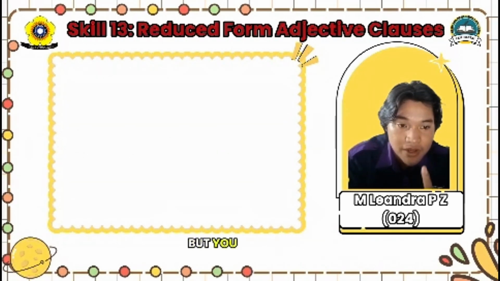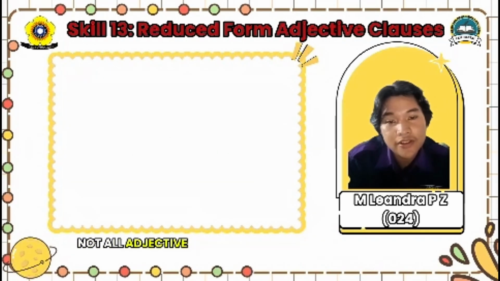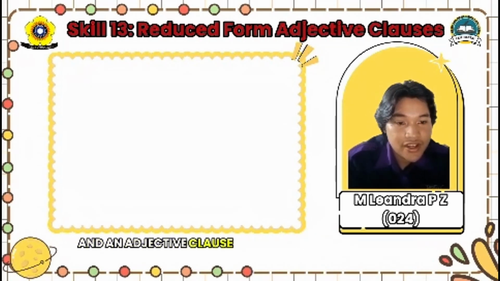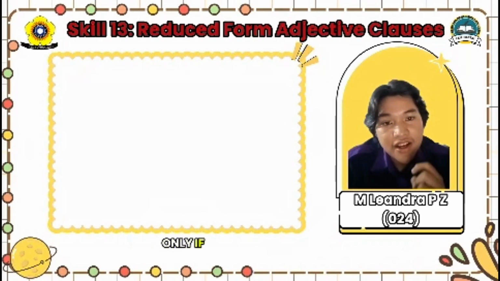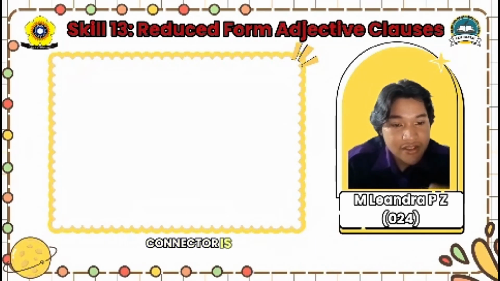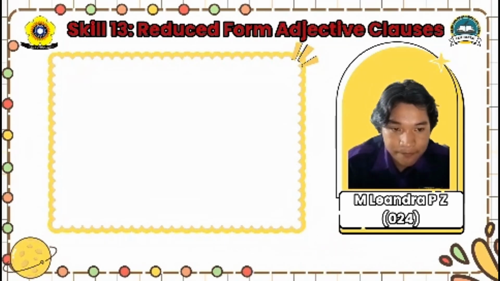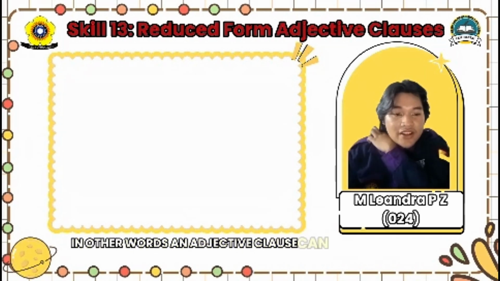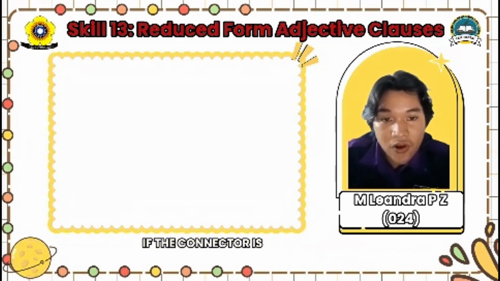But you must know that not all adjective clauses can appear in a reduced form, and an adjective clause can appear in reduced form only if the adjective clause connector is followed by a verb. In other words, an adjective clause can only be reduced if the connector is also a subject.